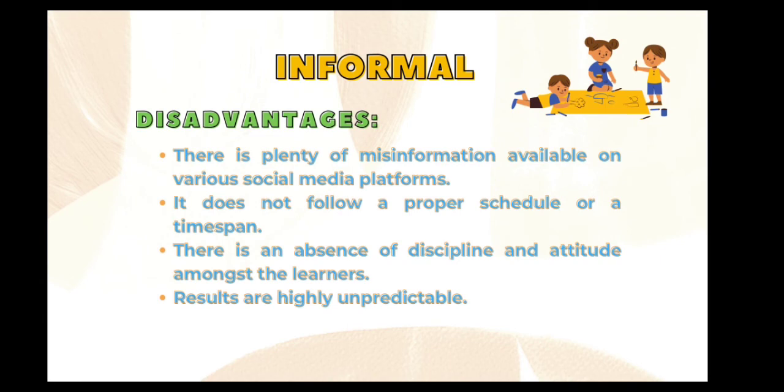For the disadvantages of informal education, there is plenty of misinformation available on various social media platforms. Not all the information found on the internet is reliable. It does not follow a proper schedule or a time span. There is an absence of discipline and attitude amongst the learners. Results are highly unpredictable, which means that we cannot tell what they are going to do and how they are going to behave.